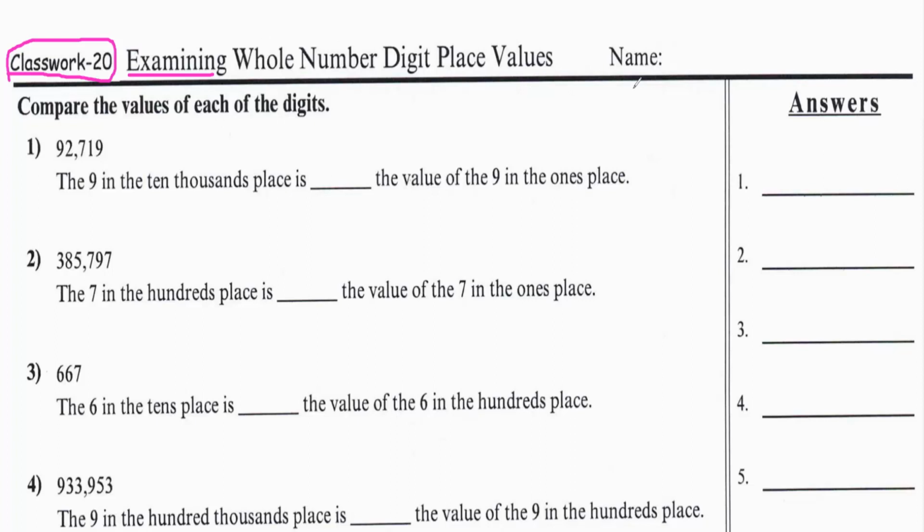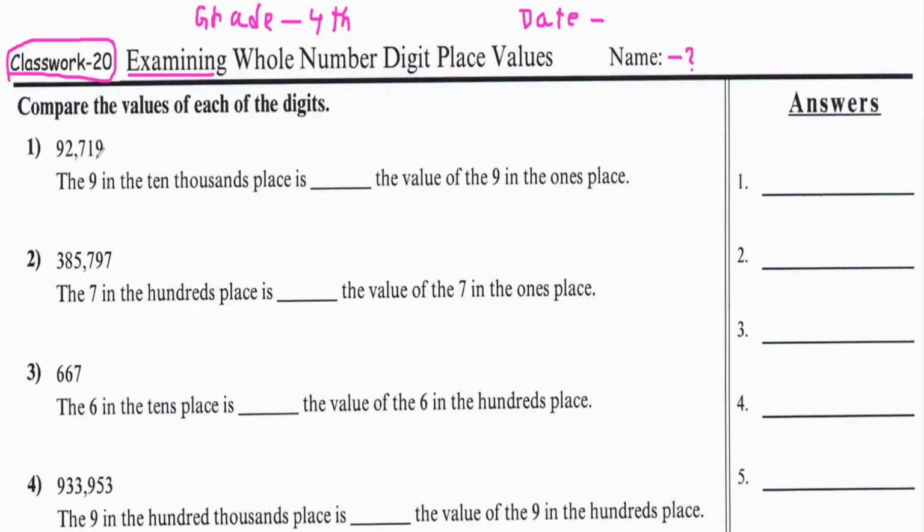Before starting the class, first write your name here, then the date on the top, and your grade also. This is fourth grade math, so you have to write fourth grade, today's date, and your name.